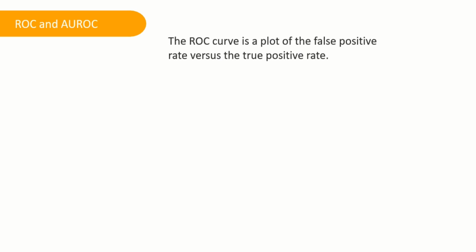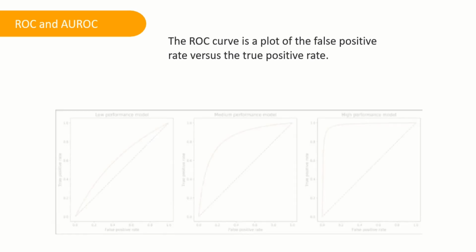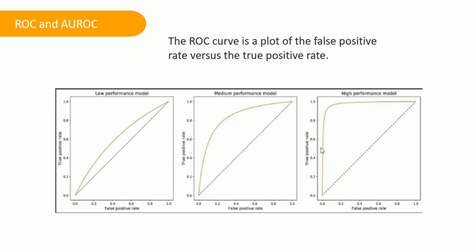Okay, after understanding all these confusion matrix terms, let's move into ROC and area under the ROC curve. The ROC curve is a plot of false positive rate versus true positive rate, and you can see the various performances of the ROC curve. If the ROC curve is moving near to this line, then it is said to be a low performance model, this is a medium performance model, and this is a high performance model. And area under ROC is nothing but the area under this. Here you can see it is nearest to 1.